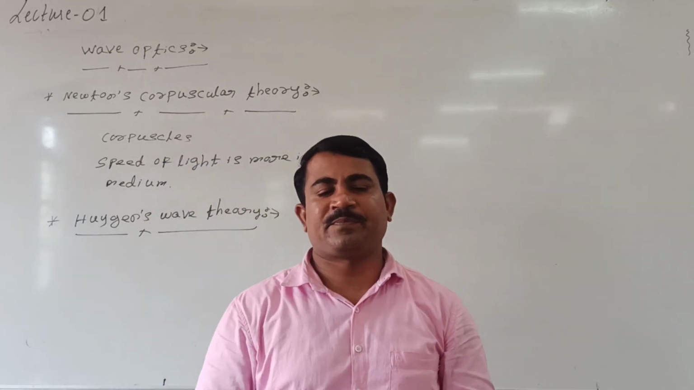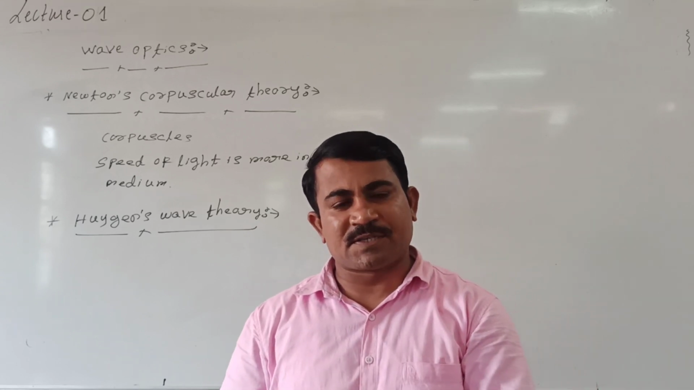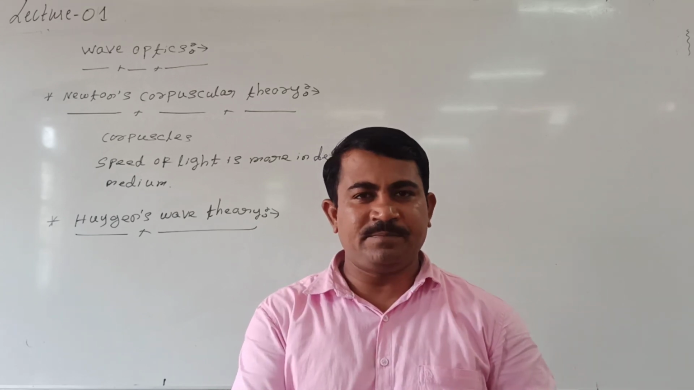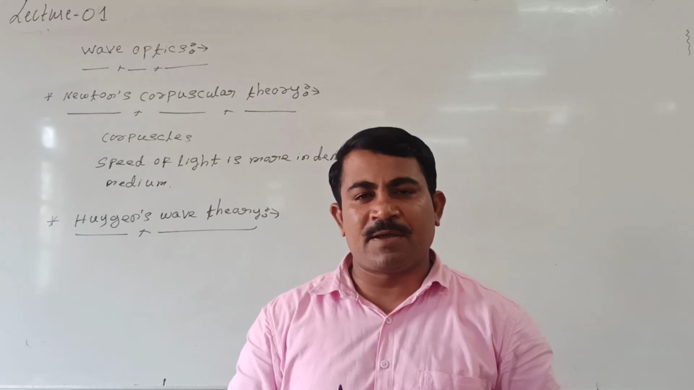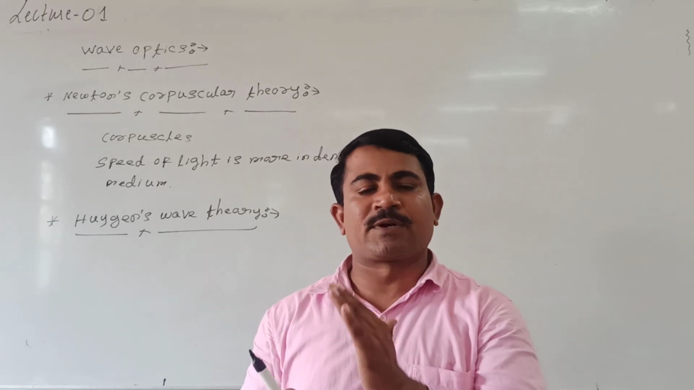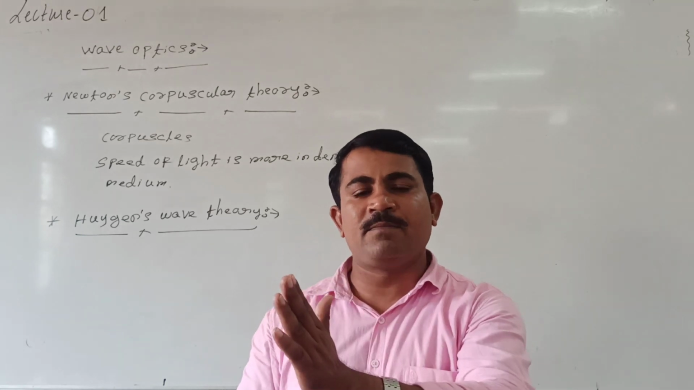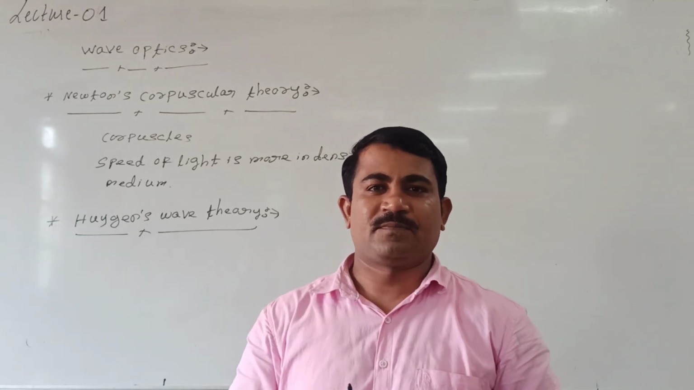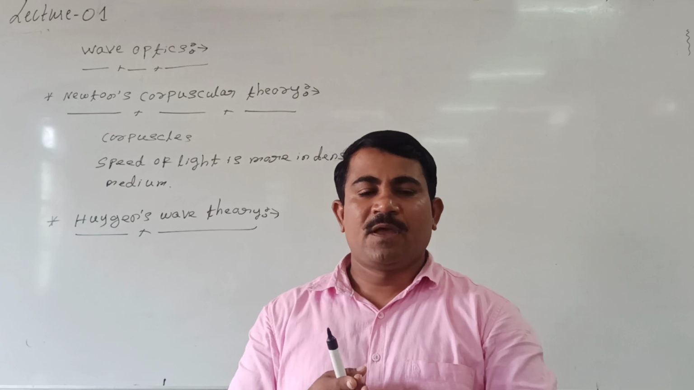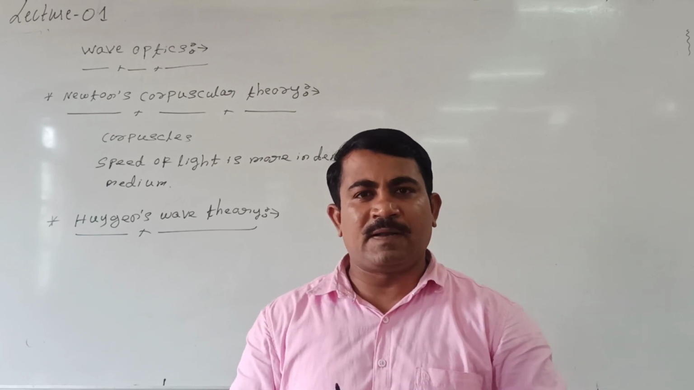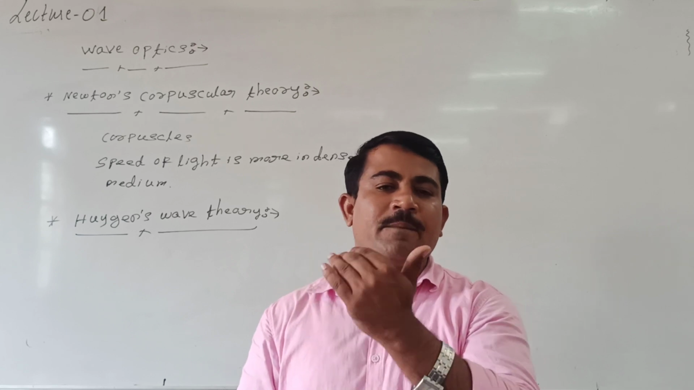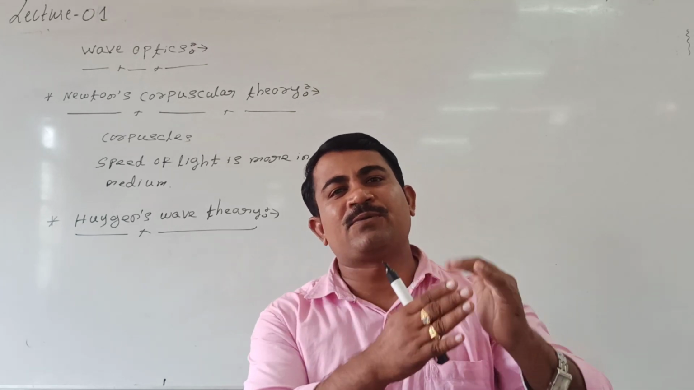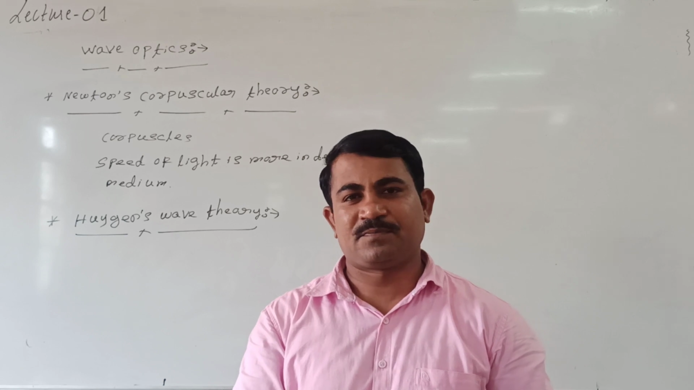Huygens says that light is a periodic disturbance that travels in the medium in the form of waves. When light propagates in the medium, it is a type of disturbance. Due to this disturbance, it travels in the medium in the form of waves. And he proposed that when light travels in the medium, light is a longitudinal wave. Longitudinal means the medium particles vibrate parallel to the direction of propagation of the waves.